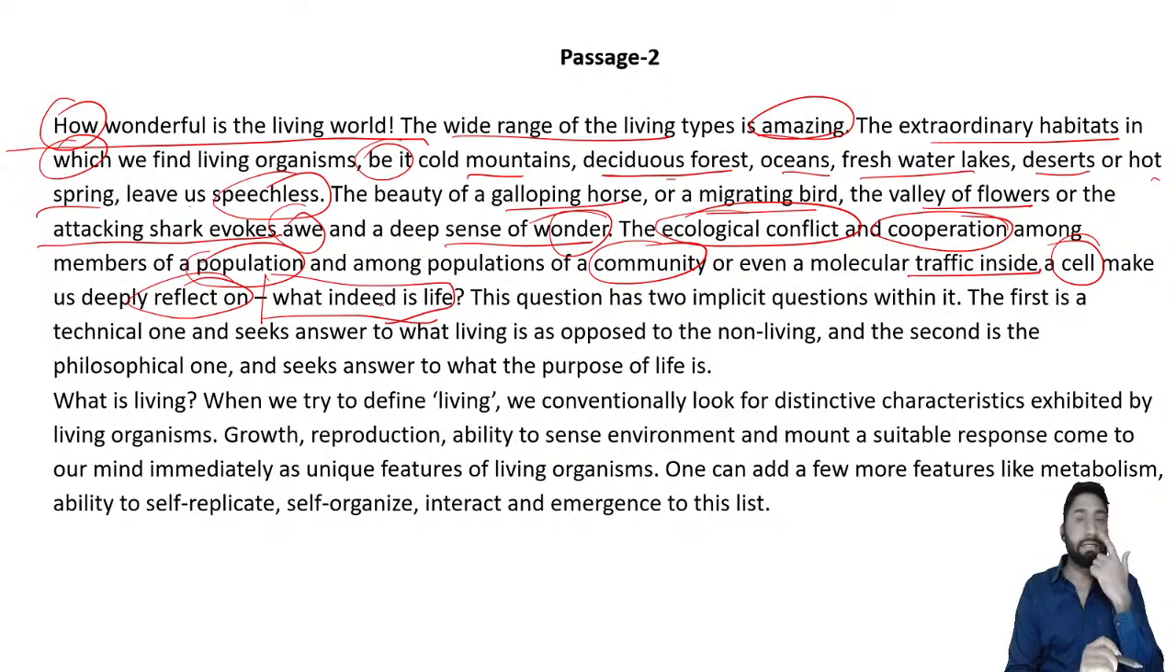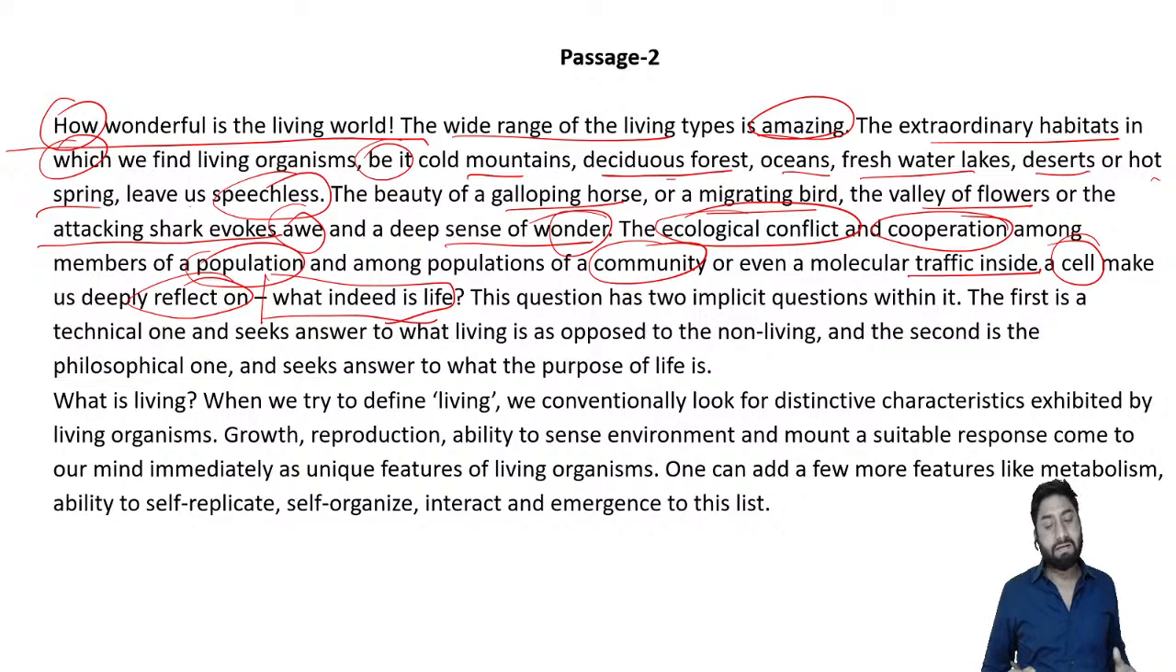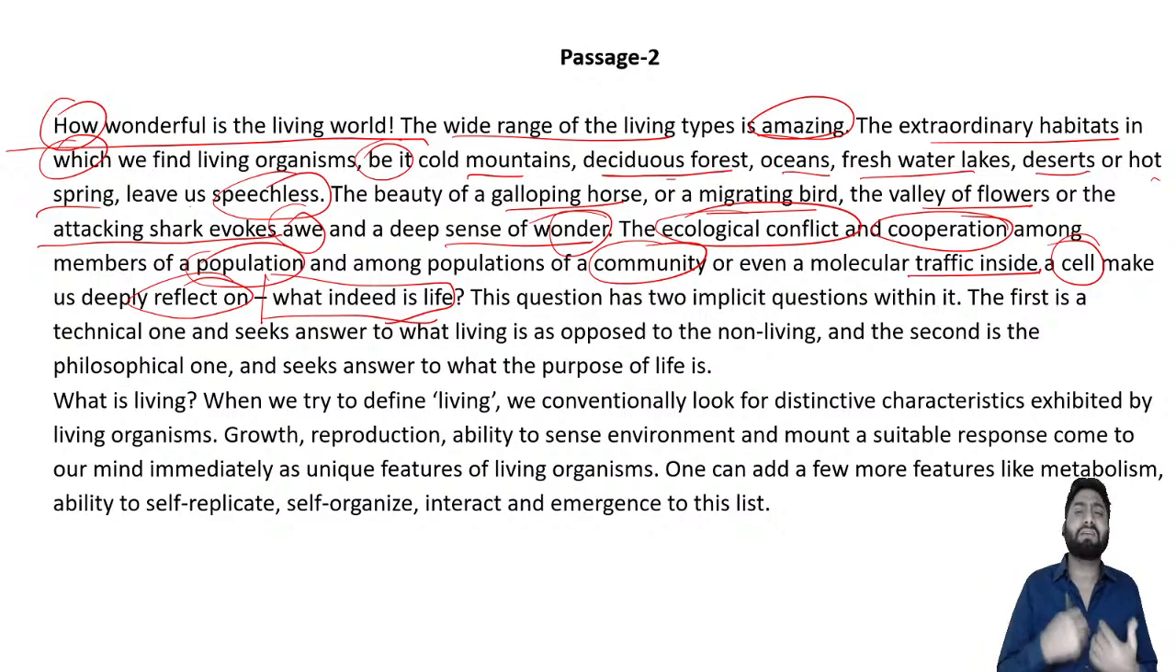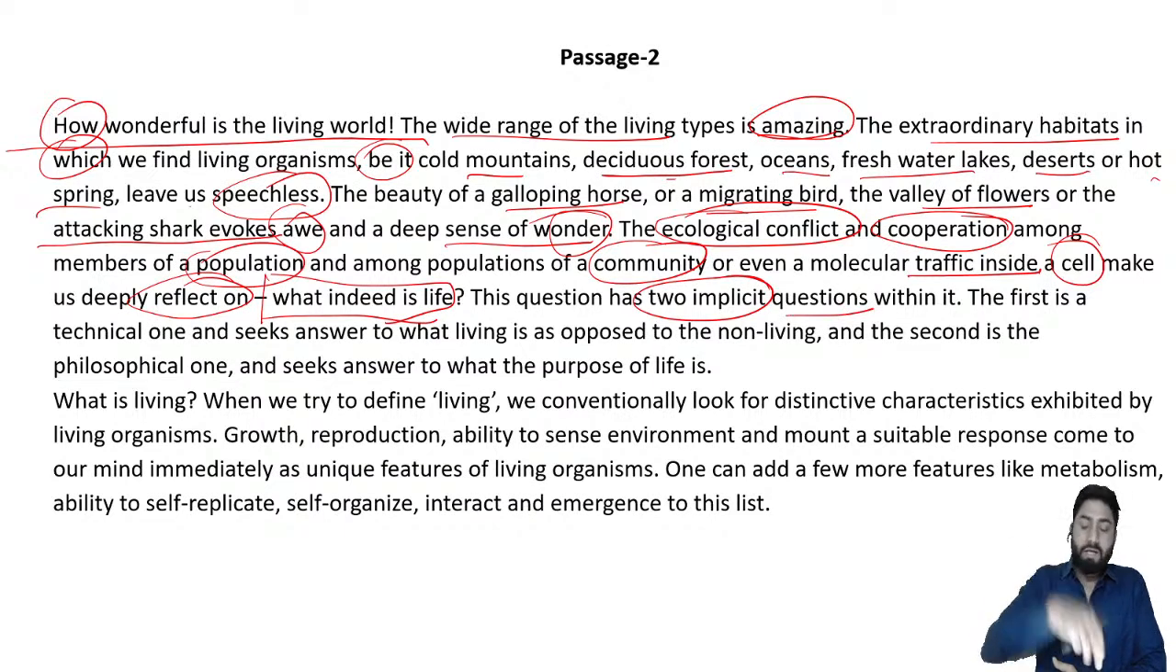What indeed is life? That's what the author says, that all these, ecological conflict and cooperation, make us think what indeed is life. This question has two implicit questions within it. The first, these are the transitional words. The first is a technical one.